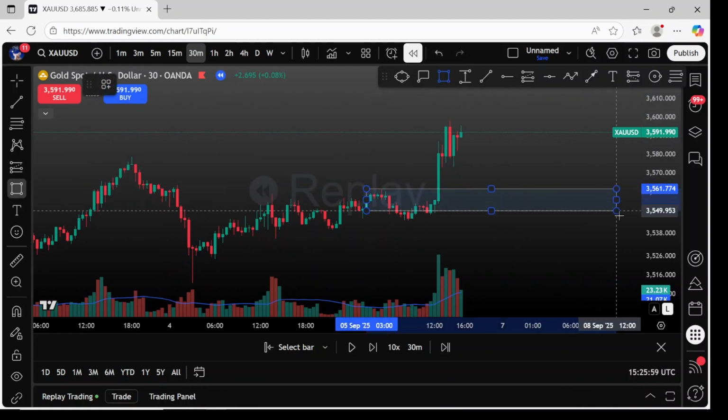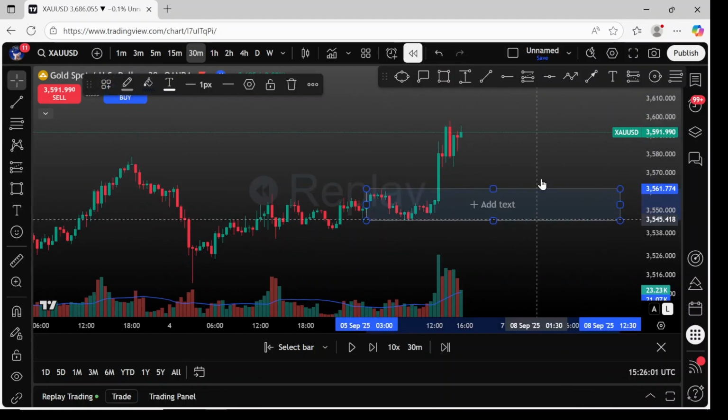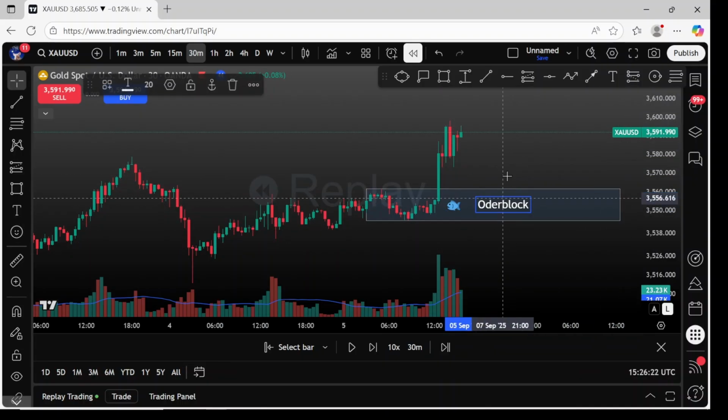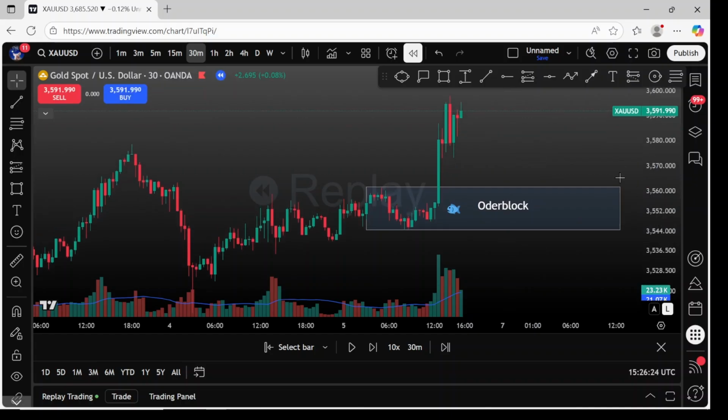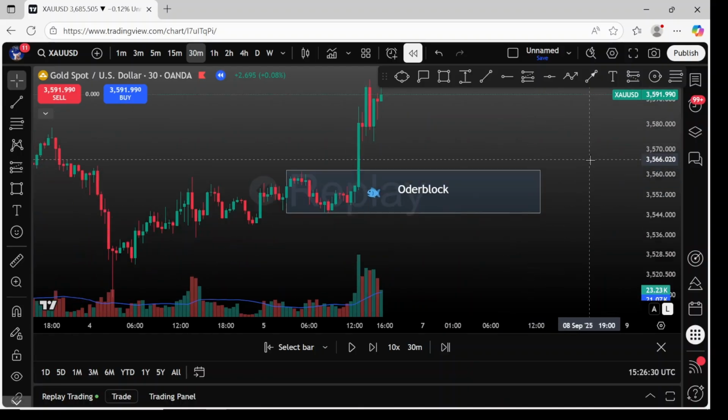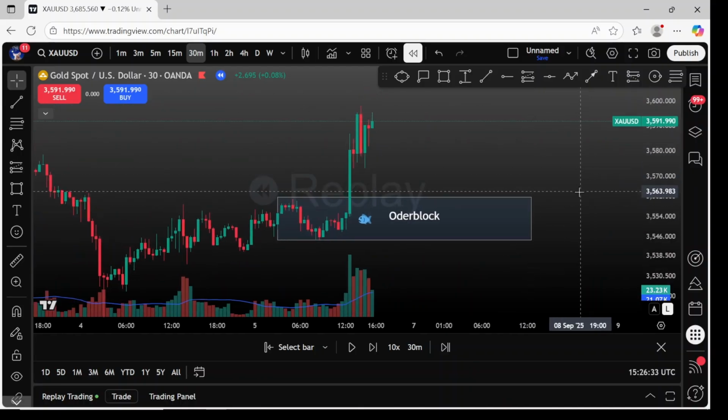There are two main types. Bullish order block: the last down candle before price strongly breaks to the upside. Bearish order block: the last up candle before price breaks down aggressively. In simple terms, an order block is the footprint smart money leaves behind, and our job is to spot it and trade alongside them.